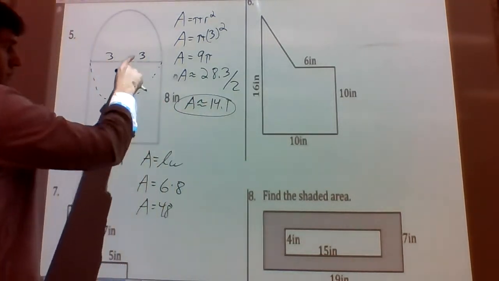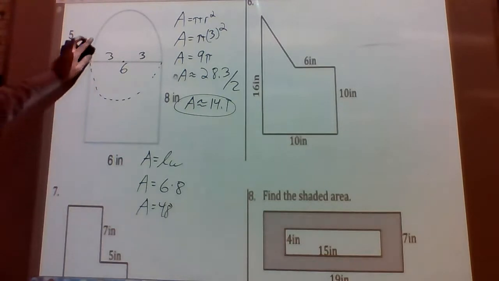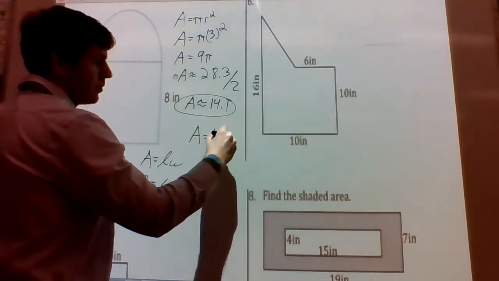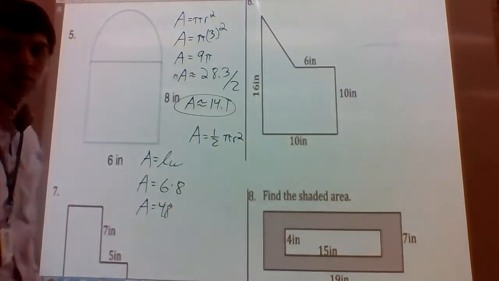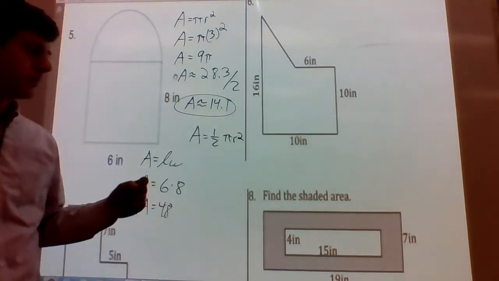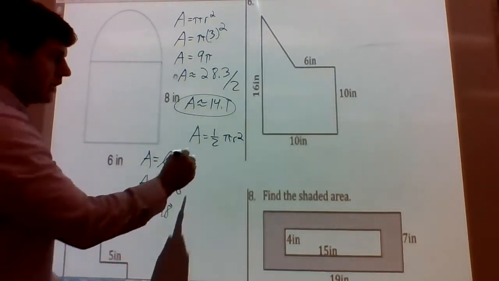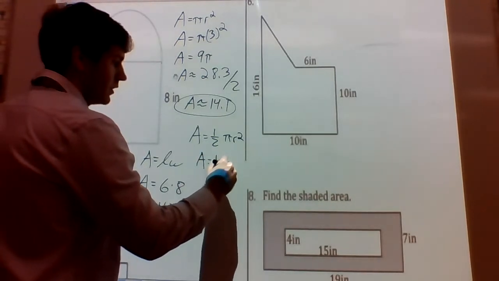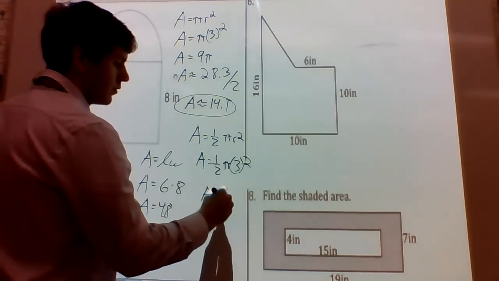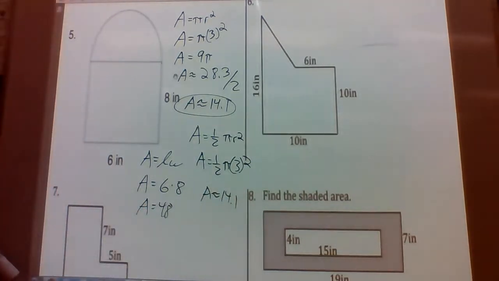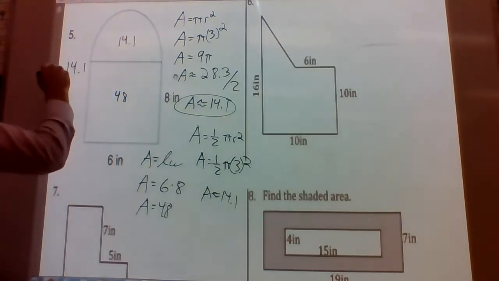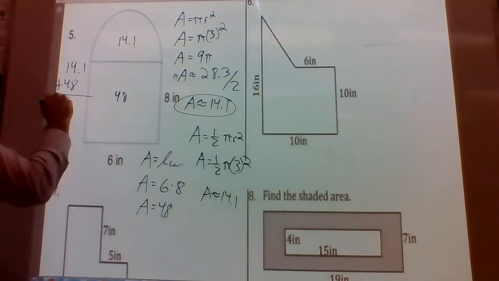It's not a final answer, right? That's just for the half circle. So the other way you can do it, though, is we can say area is 1/2 pi r squared, because we know it's a semicircle. So you can put the half in at the beginning, or you can divide at the end. Same result. If you put this into the calculator, you would end up getting approximately 14.1. So 48 plus 14.1, our total is going to be 62.1.